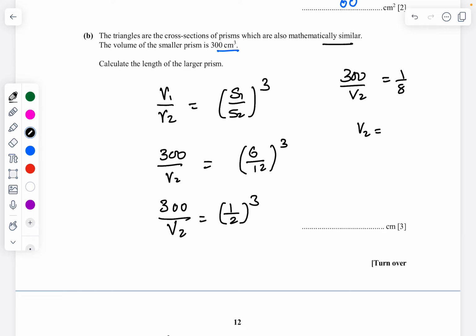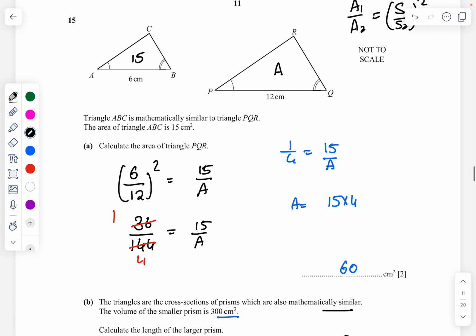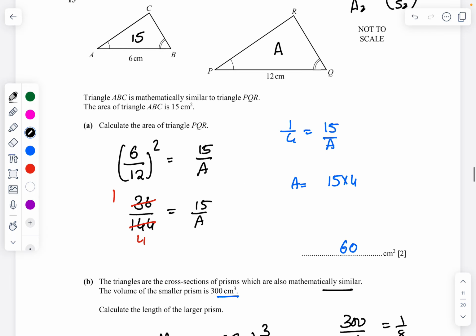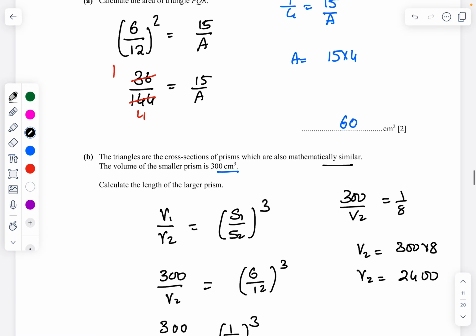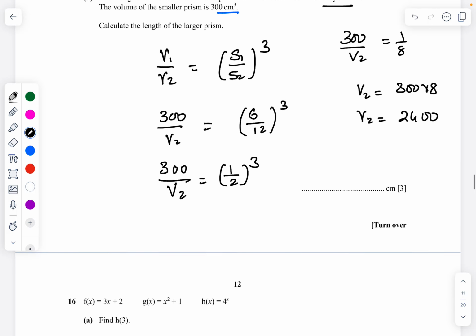So volume 2 equals 300 times 8. So volume 2 equals nothing but 2400. So that is the volume of the bigger one. But what is he asking? He is asking us to find the length of the prism.